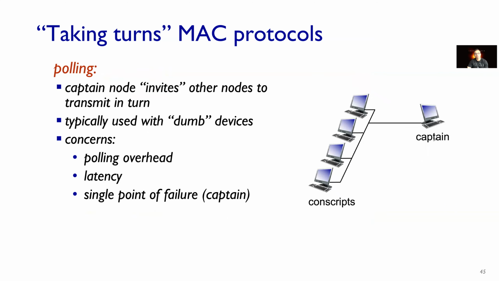So again, this is simple, but then there are some concerns, right? There is this overhead of the captain having to poll, which can use up some capacity. There's the question of latency. So a node cannot immediately transmit data. It needs to wait till it's polled. And then what happens if the captain dies, right? Then we are left without a captain and we run into issues. So yeah, there can be some problems with this.